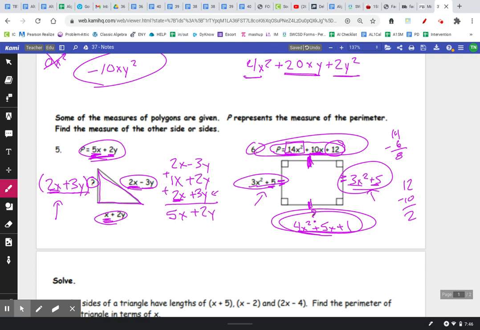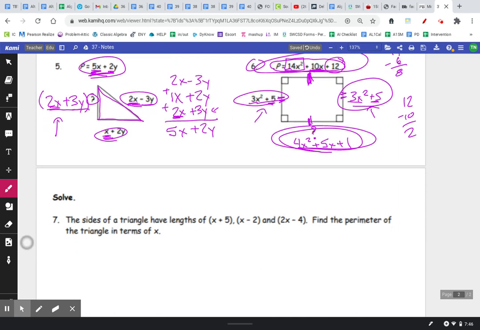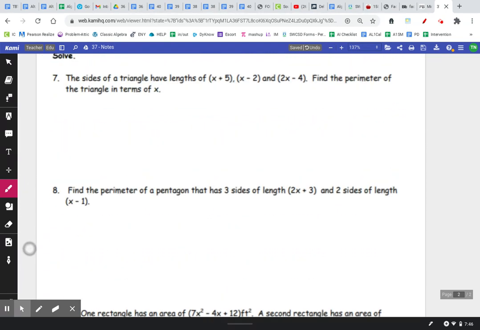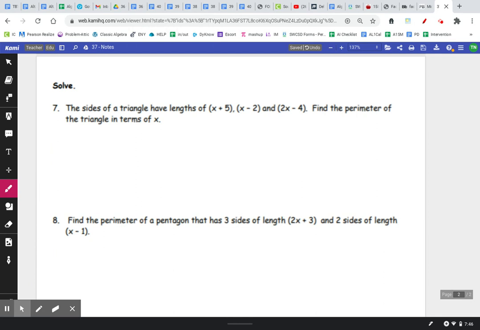Okay, moving along. So these are just some application problems. How can I use this? How and why? If I got $1 every time I heard, when am I going to use this? I don't need this, right? You do. You use it.